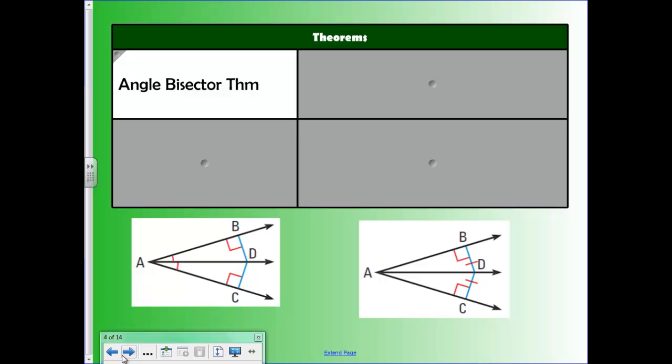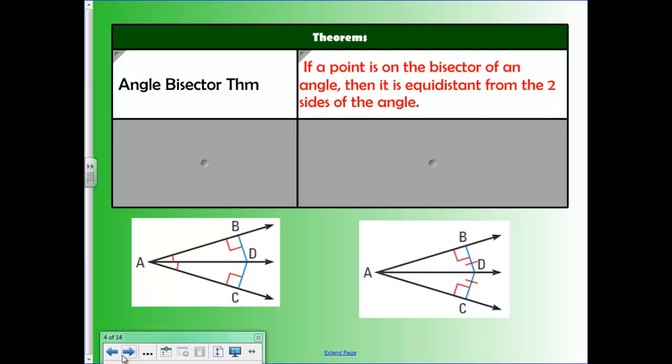We have the angle bisector theorem. Mine doesn't look like yours, but it's right here on your paper, so follow along, right, as I read it. If a point is on the bisector of an angle, then it is equidistant from the two sides of the angle. So next to your theorem, you have this picture here. It says if a point is on that angle bisector, I know it's bisected because those two parts are equal.